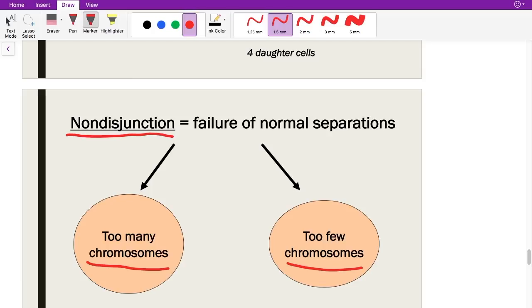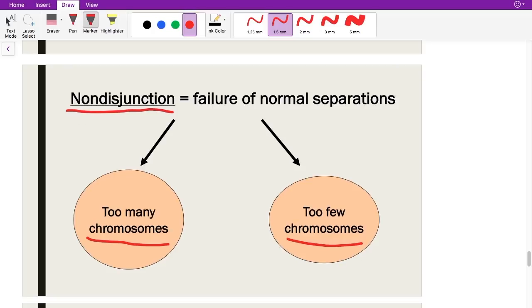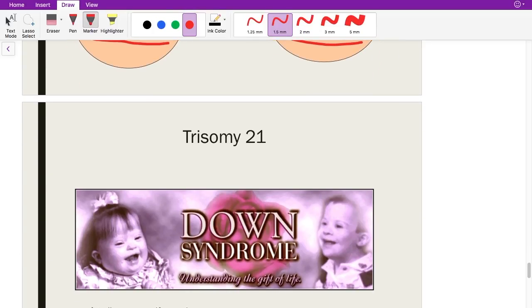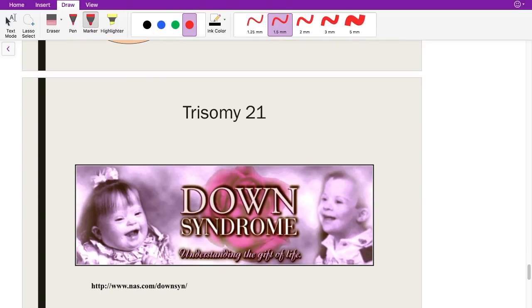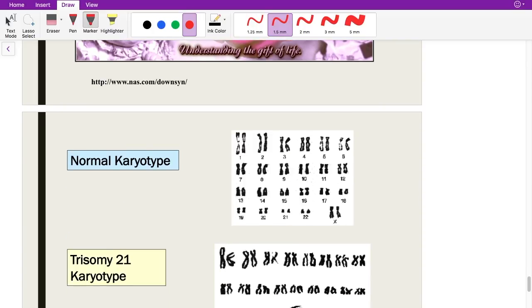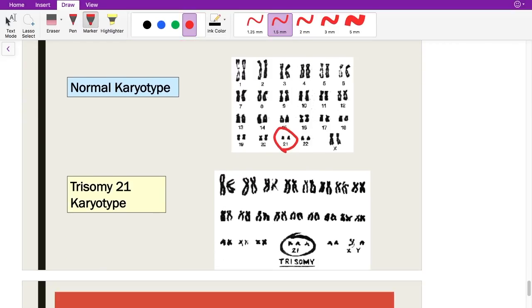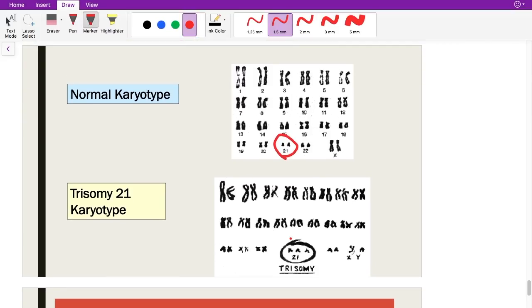An example where it's bad to have too many chromosomes is something that we all know called trisomy 21, which is more commonly known as Down syndrome. In a normal karyotype, 21 only has 2 sets of chromosomes, whereas in trisomy 21 for Down syndrome, there are 3 sets of chromosomes.